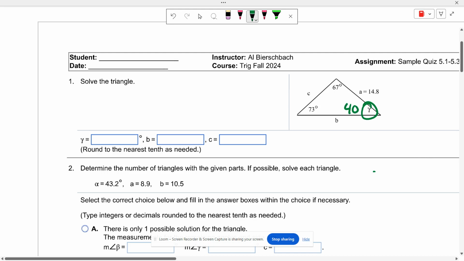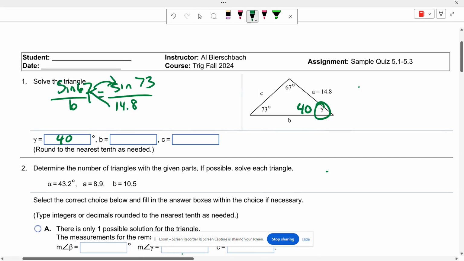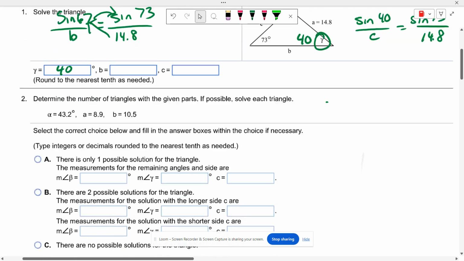Correct? Yep. So then to find side B, it's the sine of 67 over its opposite side B equals what we're given, the sine of 73 over its opposite side, 14.8. Cross multiply this times this divided by this. We get what B is. Then we have to do the same to find the side C. So we go the sine of 40 over C equals the sine of 73 over 14.8. You can do the math. You can figure that out.